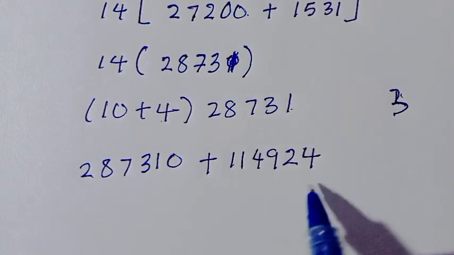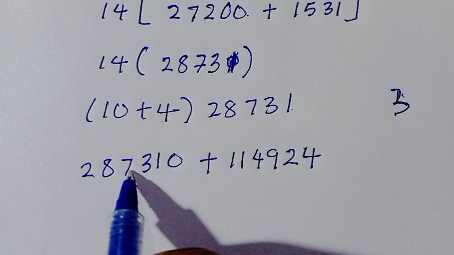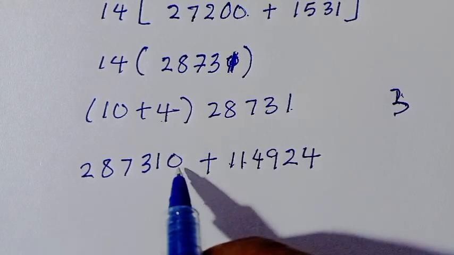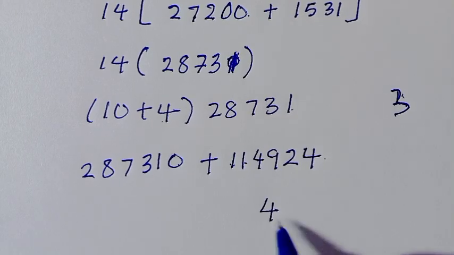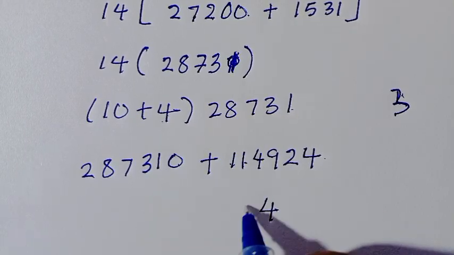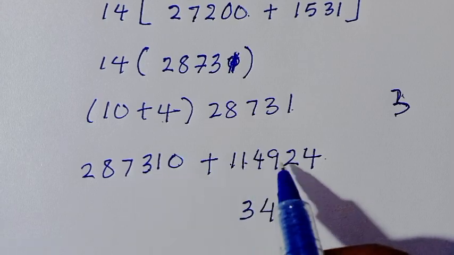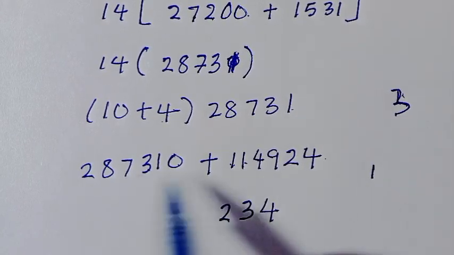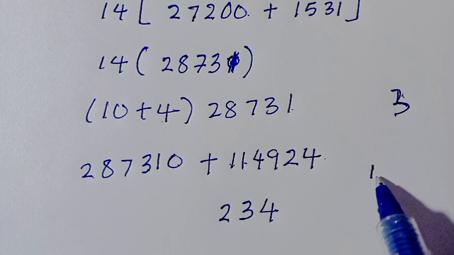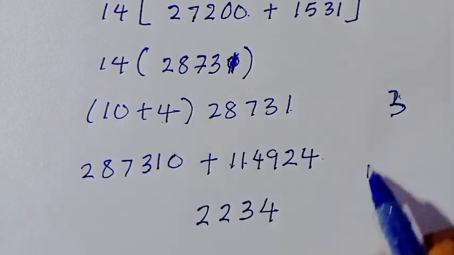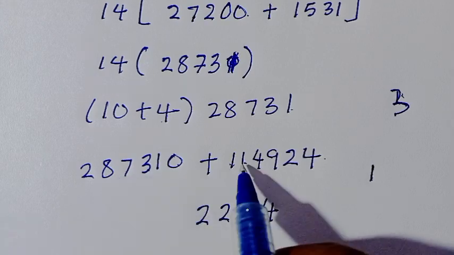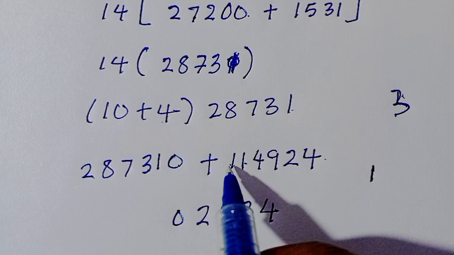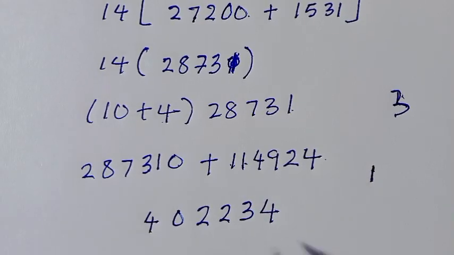Then we have to add this together. Here we have 1, 2, 3, 4, 5, 6, and here is 1, 2, 3, 4, 5, 6. Good. 0 plus 4, that is 4. 1 plus 2, that is 3. 3 plus 9 is 12. We have 2 carry 1. And 7 plus 4, that is 11, plus 1, that is 12, carry 1. 8 plus 1, that is 9, plus 1, 10, 0 carry 1. And 2 plus 1 is 3, plus 1, that is 4.